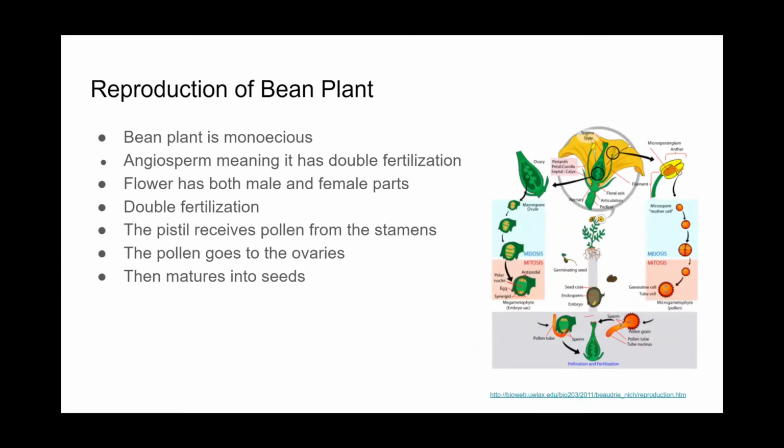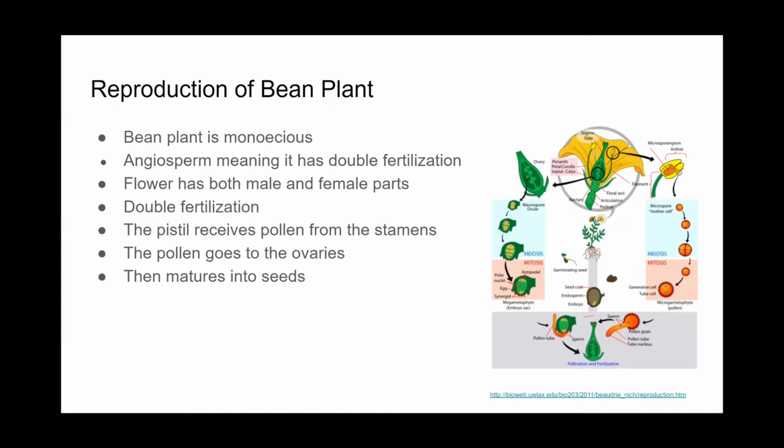The bean plant reproduces within the flower that grows off of it, which is a quality of angiosperms. The flower has both male and female structures, meaning it is monoecious. The pistil receives pollen from the stamens, and the pollen goes to the ovaries, and it fertilizes the ova. The ova then mature into seeds that are either taken by the wind or animals to spread it.